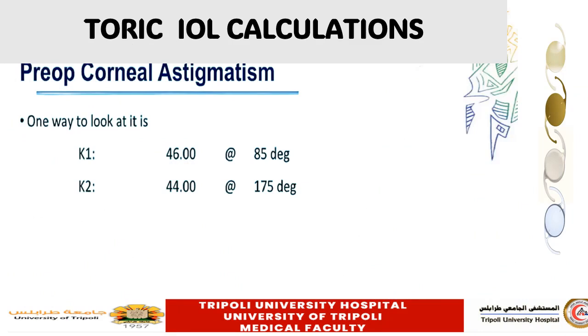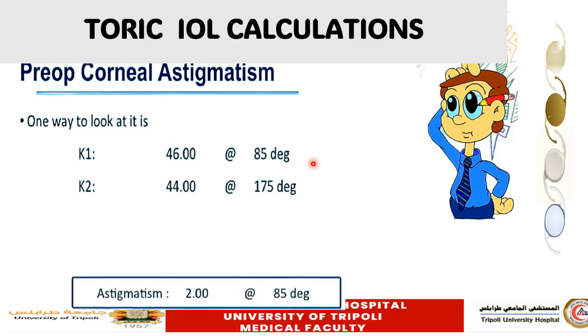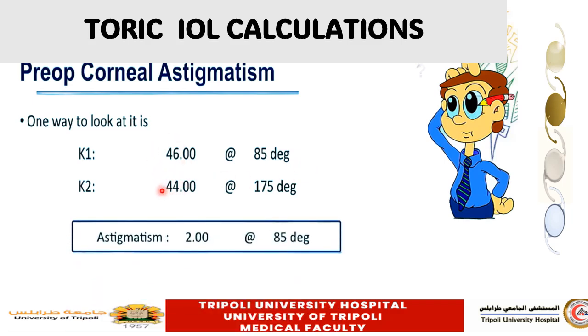Now, how we measure the corneal astigmatism. As you know, the K1 and the K2 represent the anterior surface of the cornea. When we want to measure the corneal astigmatism, we take the K1, which represents the steep meridian, and the K2, which represents the flat meridian, and we subtract these two values, and we use the axis of the steep meridian. For example, in this case, the difference between the K1 and K2 is 2 diopters, and we will take the axis of the steep meridian, which is 85 degrees. And this value, as I said, represents the anterior surface of the cornea.